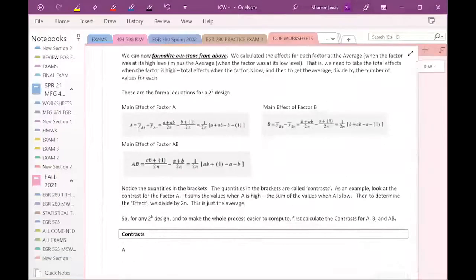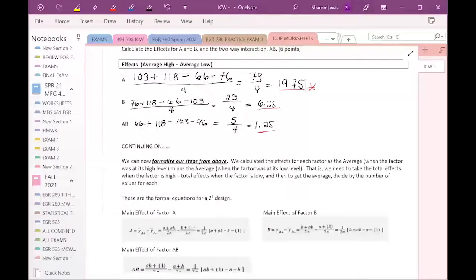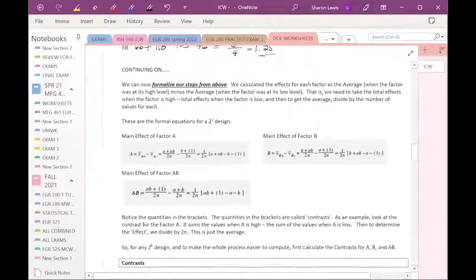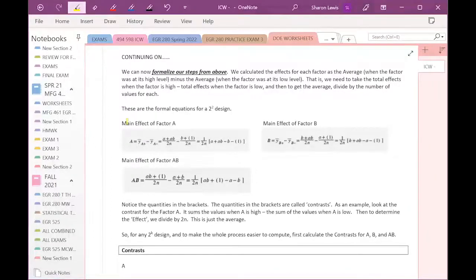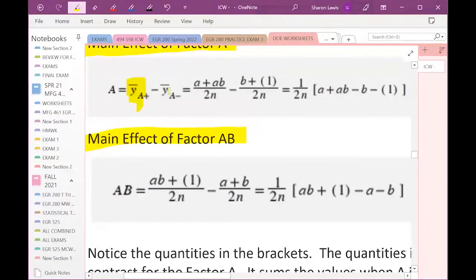So we can actually take what we did logically, average high minus average low, and you can see that is actually the formal formulas for calculating the effect. So the effect of factor A is the average where A is high minus the average where A is low.